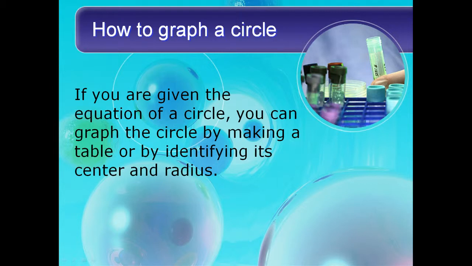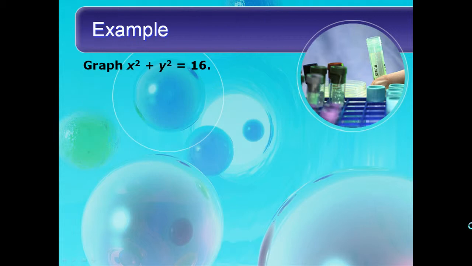We're going to need to graph circles. So if we are given an equation, we can graph by making a table or by identifying the center and radius. Let's look at an example. Graph the circle x squared plus y squared equals 16.